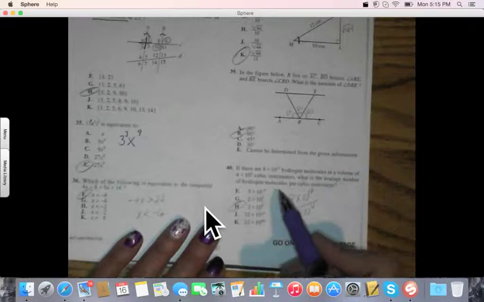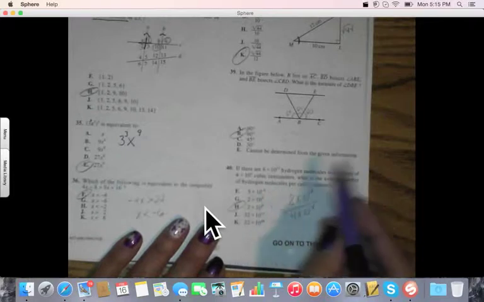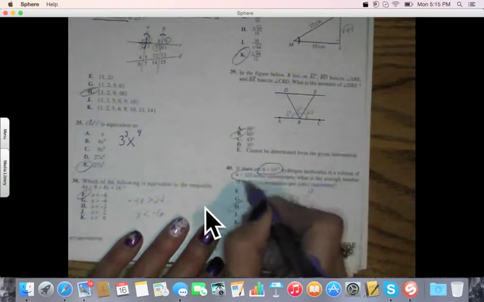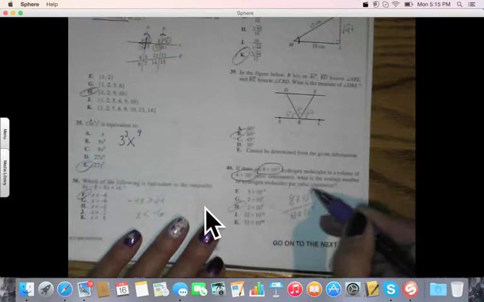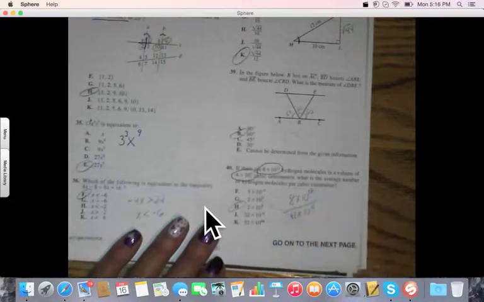Here I want average number of hydrogen molecules per cubic centimeter. So I took this number and divided by this number. And when you divide, you do 8 divided by 4. You divide your whole numbers. And then you subtract exponents when you're dividing. So 12 minus 4 gives me the 8.